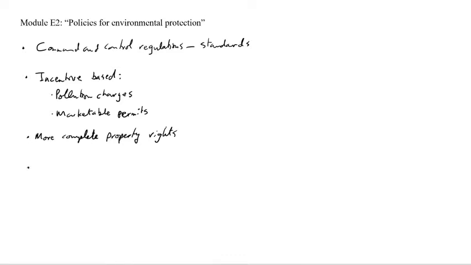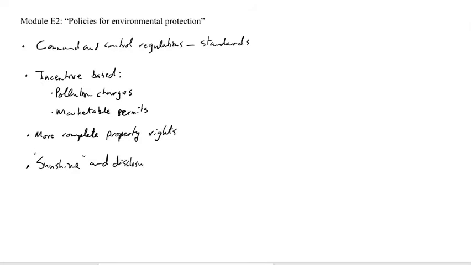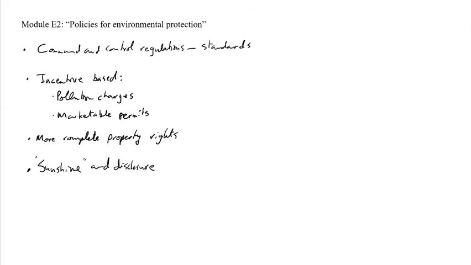Finally, we could also simply disclose much more of what we do in terms of the rights and the obligations with respect to environmental protection. Sunshine and disclosure laws work by simply exposing and publicizing environmental impacts. In some cases, social norms then put pressure on firms to reduce impacts.